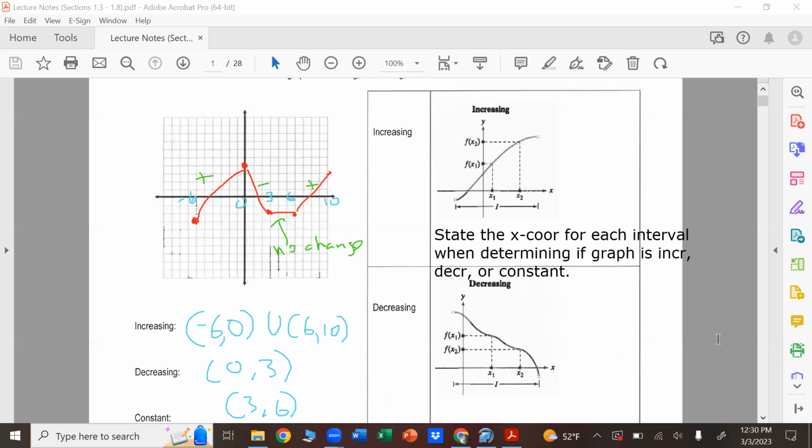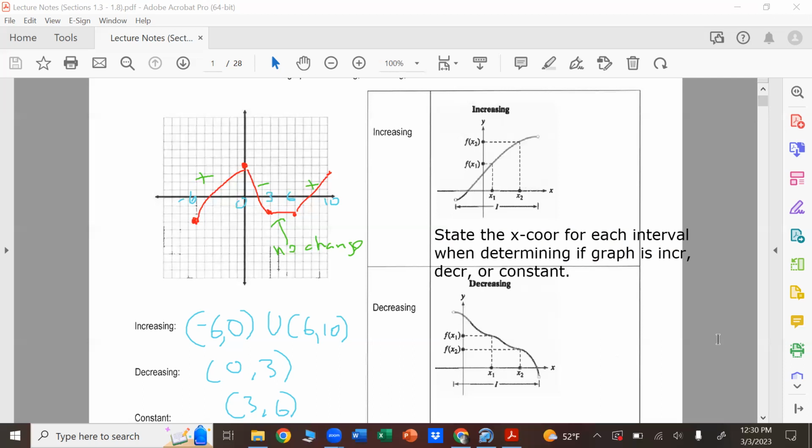And then decreasing, where's the graph dropping? That's the second. What are the x-coordinates for that? It starts at 0 and ends at 2. And then lastly, where's the graph constant? Over here. Now, the y-coordinate is -3, but I don't care about the y-coordinates. I want the x-coordinates. So from 3 to 6 is constant.